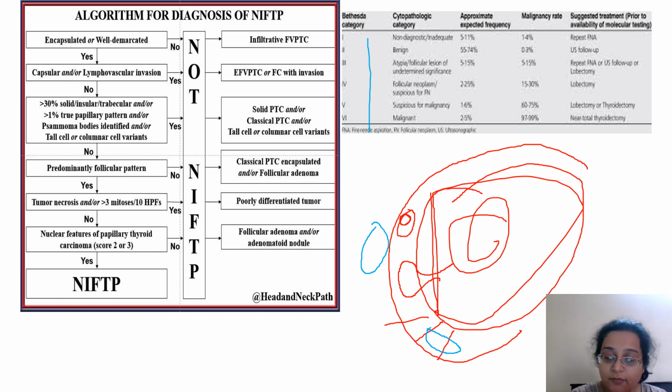Then if it is a predominantly follicular pattern, then of course it cannot be PTC. Then you shift to follicular adenoma, because they are not predominantly follicular. Then you shift again towards NIFT-P. Look for tumor necrosis or greater than 3 per 10 high-power field mitosis. If it is there, it is carcinoma. If not there, again move towards NIFT-P. Finally, look for papillary nuclear features. If there are papillary features in a well demarcated, not encapsulated follicular lesion, then it is NIFT-P. Rest everything, go for carcinomas and other follicular neoplasms.